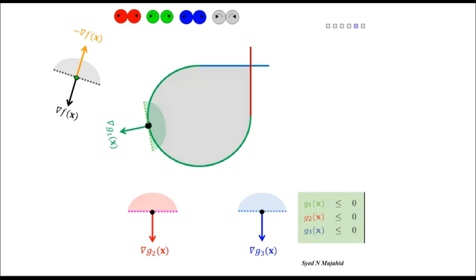Why do we move toward the negative gradient? Because if you move towards the negative gradient, the function value will reduce. And for minimization, reducing the function value is what we want. If you move along the positive of the gradient, the function will increase. And if you move along the negative direction of the gradient, the function value will decrease. And for minimization, we would like to decrease the function value, right?